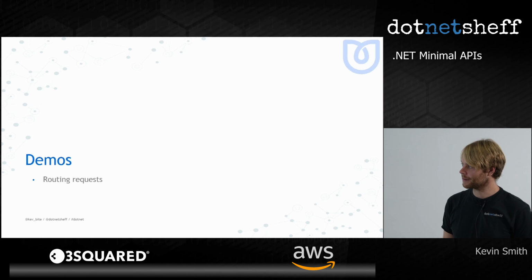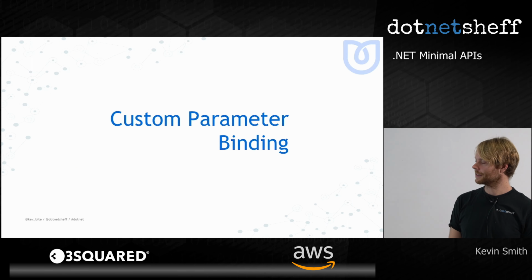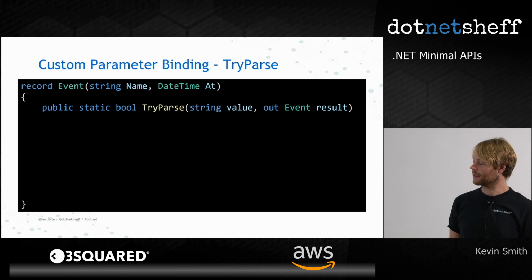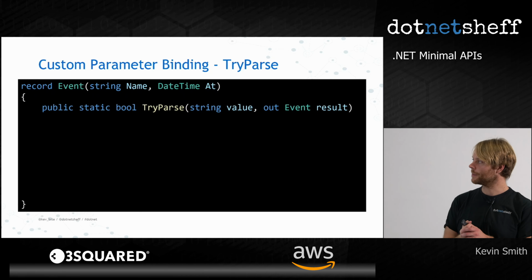I'm going to skip over this demo because I might do some more demos later. So we can go into that a bit further. You can also bind, so how we pass in that event, it binds it from the JSON object. We can also magically bind it from other things as well.